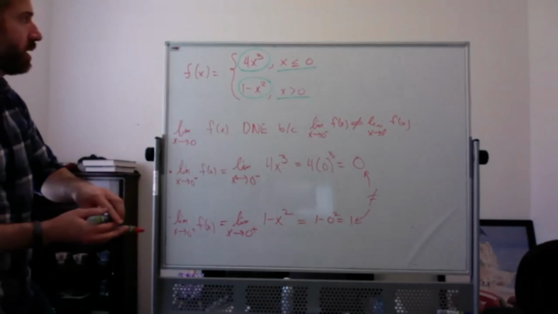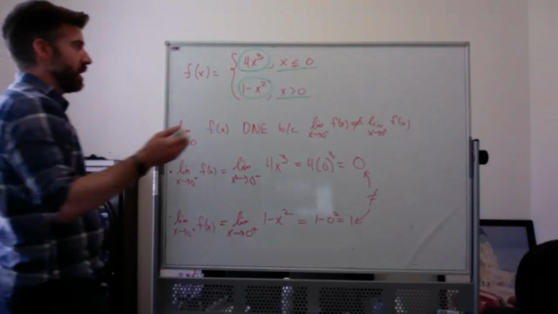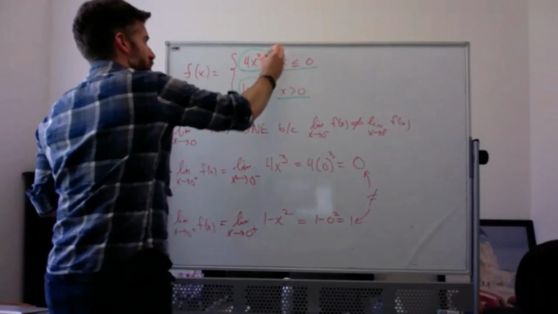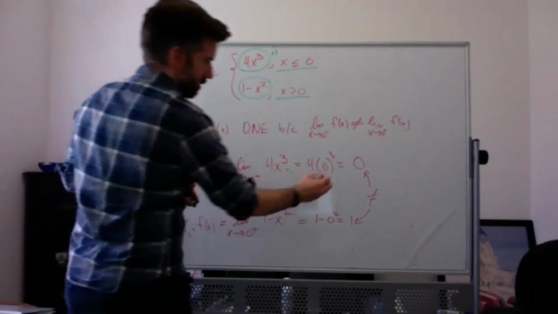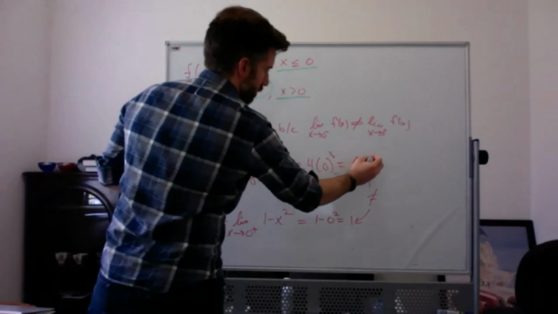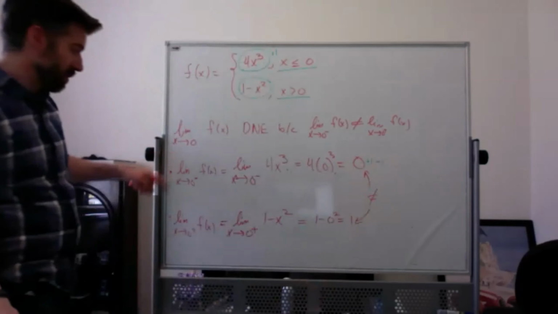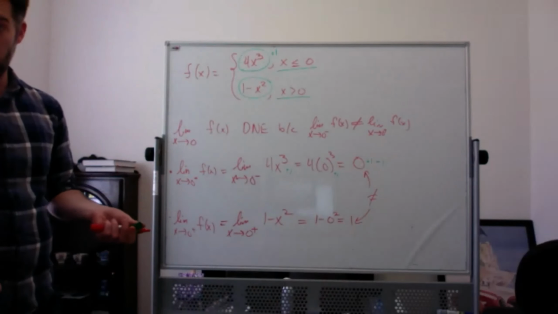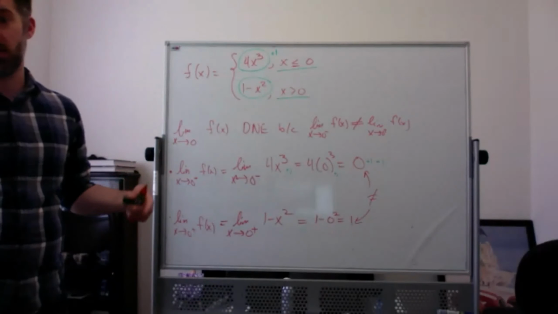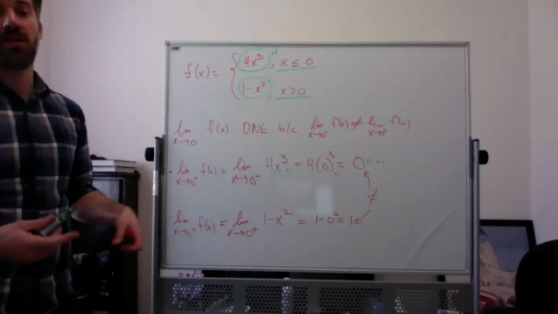However, if the function was instead 4x cubed plus 1, then this would have been 0 plus 1. This would have been 1. Then the limits would have been the same. Then the limit would have existed, and it would have been 1. So if they're different from either side, the limit doesn't exist. If they're the same, the limit does exist.